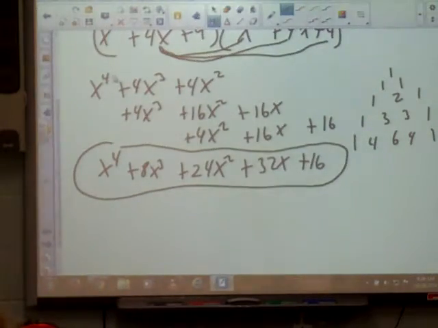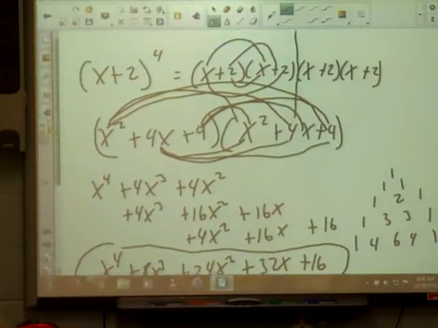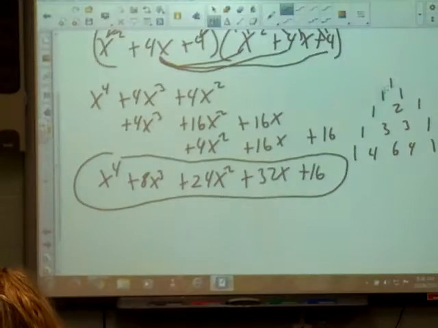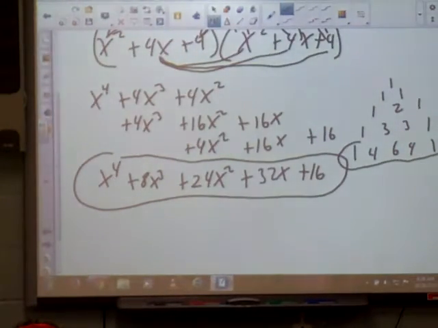This was the 4th power, so we would have gone, was it the 4th power? Yeah. So we'd have gone to the 4th row, that's row 0, 1, 2, 3, 4. So those would have been our starting coefficients. Remember that? No, we're not going to get into that this year, but that would have worked.